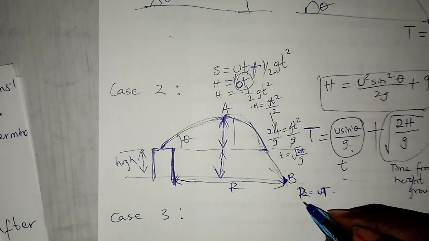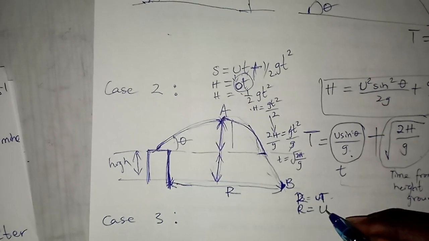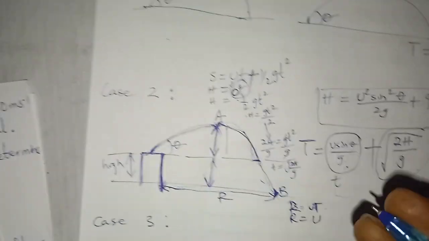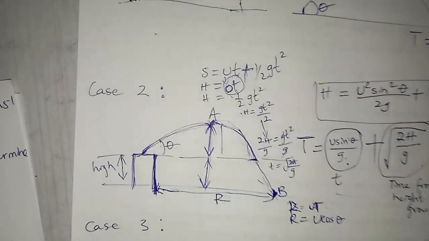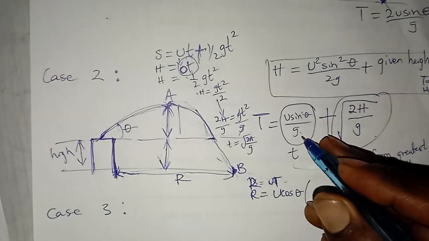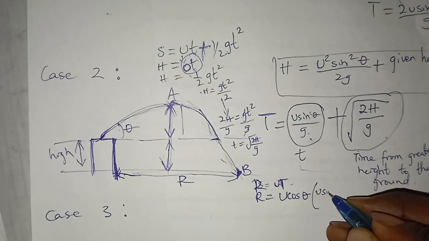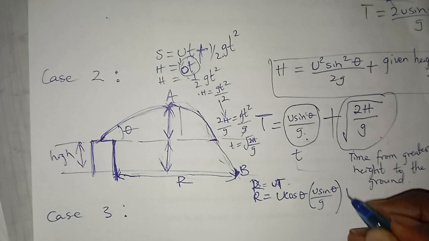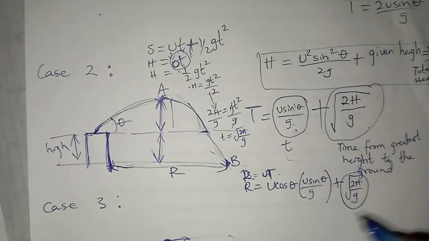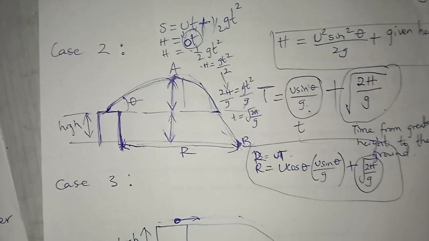So it's simply going to be the same thing as saying r is going to be equals to whatever we are given as the initial velocity, or since an angle is given, it will now be u cos theta, then times whatever we get as our value for this, which is let's say u cos theta times u sin theta over g plus root 2h all over g. So this is going to be how you find your range in this case. As we start solving questions, you will see the application.